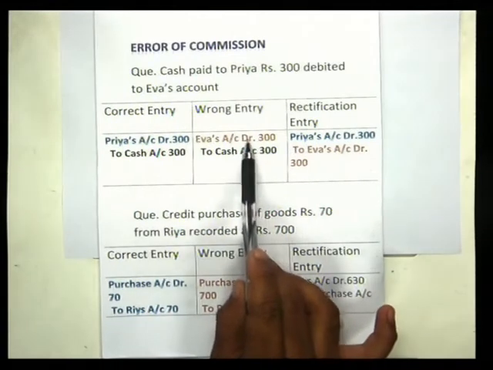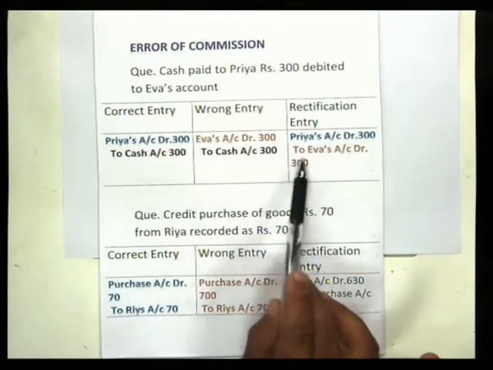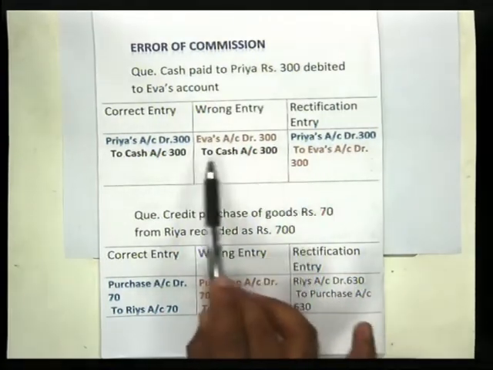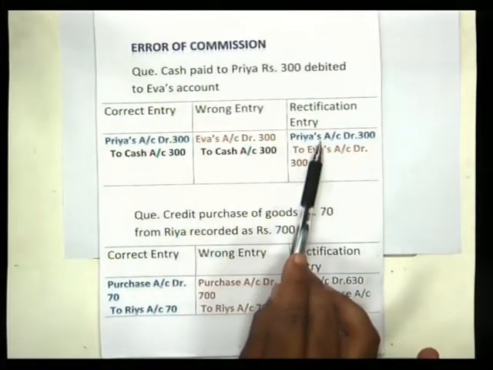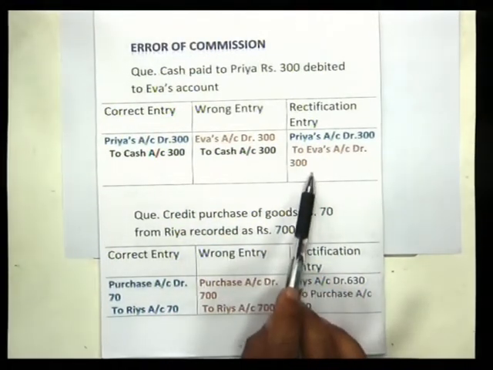So in the rectification entry, Eva is to be cancelled. So here the debit entry of Eva is to be cancelled by crediting Eva's account, and Priya's account should be correctly debited. So you will get the rectification entry as Priya's account debited to Eva's account.